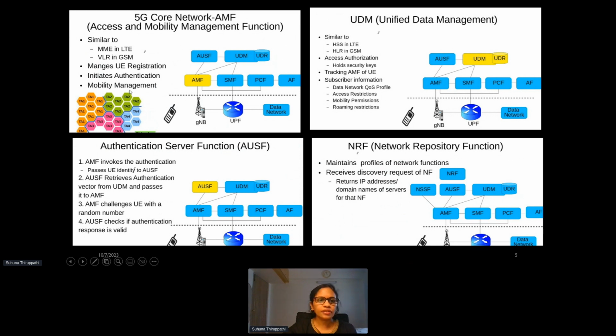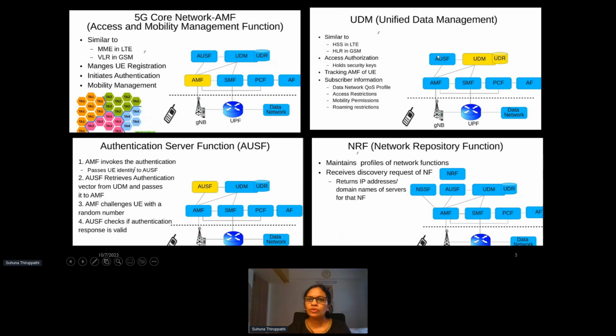And then another functionality provided by the AMF is mobility management. So in mobility management, the mobile travels from one region to another region. First, it might be in a particular cell. Then a couple of cells are grouped together as a tracking area. The mobile can move between these cells within the tracking area, and it can go across the tracking area. All these cell IDs and tracking area IDs are managed by the AMF. So these are the functionalities that are provided by the AMF.